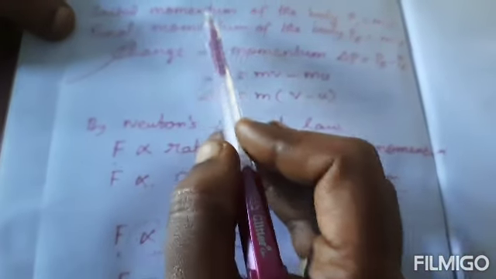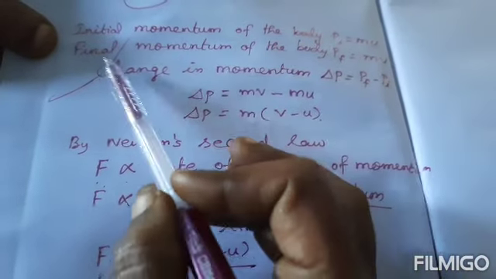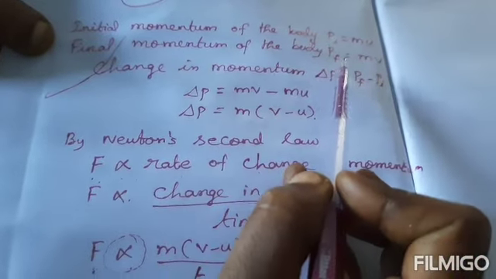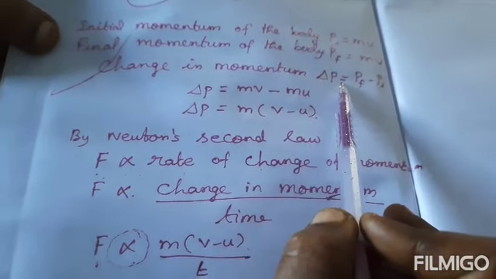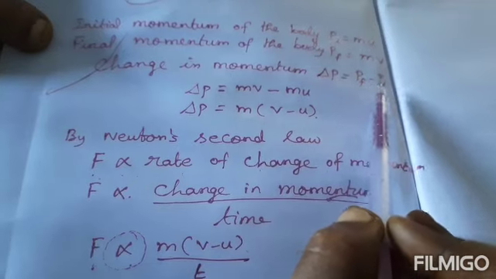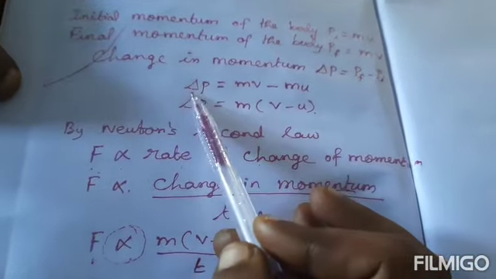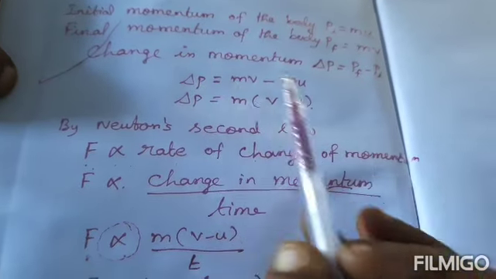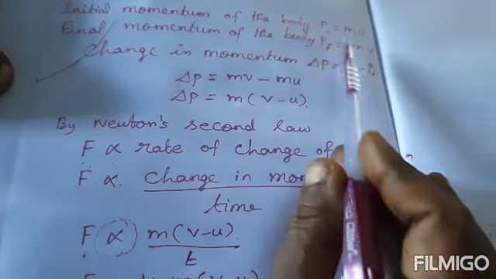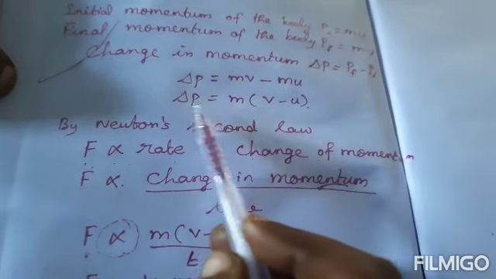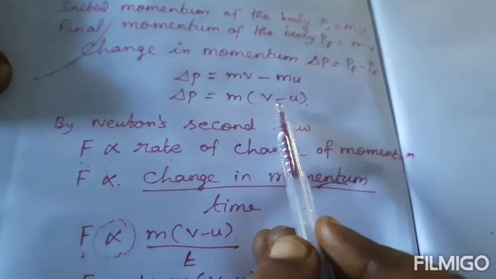Then initial momentum of the body p_i equal to mu. Final momentum of the body p_f equal to mv. Change in momentum delta p equal to p_f minus p_i. Everything you have to write with a suffix. Then change in momentum, denote the letter delta p, equal to p_f, what is the value, mv, minus p_i, value mu. Then delta p equal to, m taken as common, so m into (v minus u).